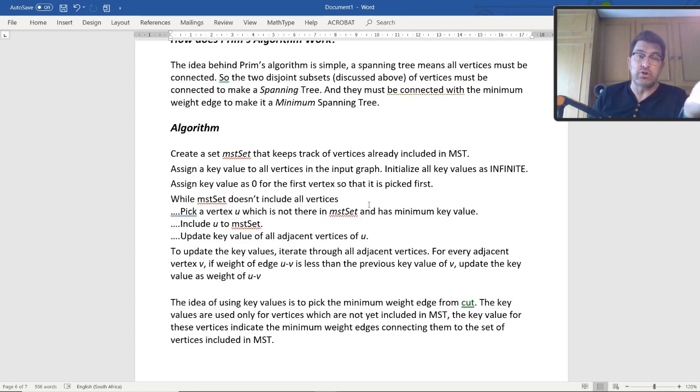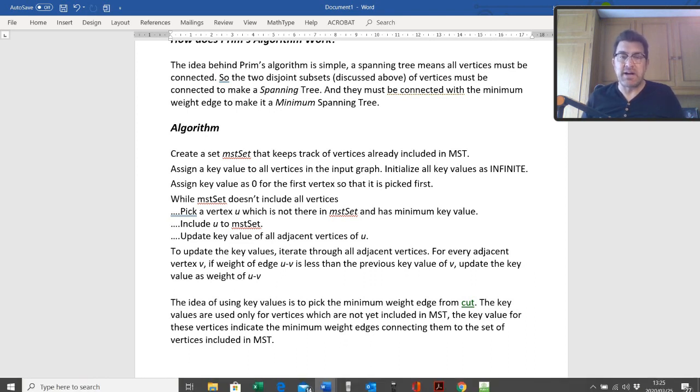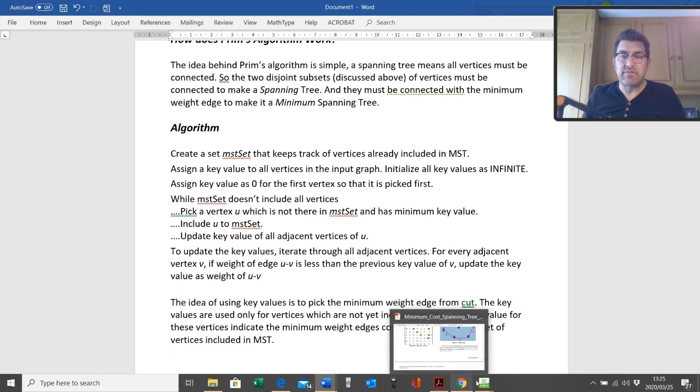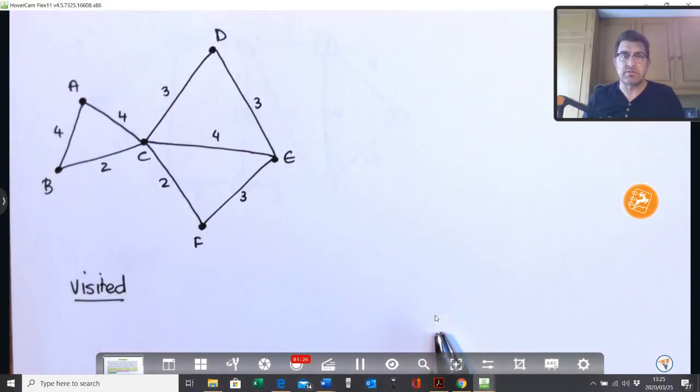We pick a vertex u, not yet in the MST set, that has a minimum key value. We include it in the set. We update the keys every time we put a new edge in our set. And we continue so until we've included all the edges in our minimum spanning tree. So let's have a look at how that is going to work.